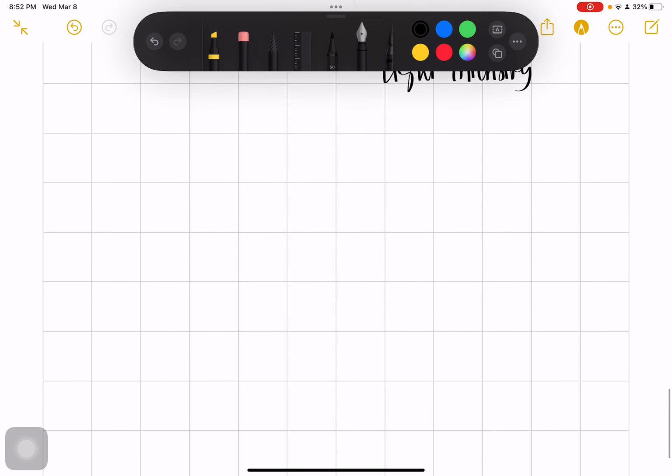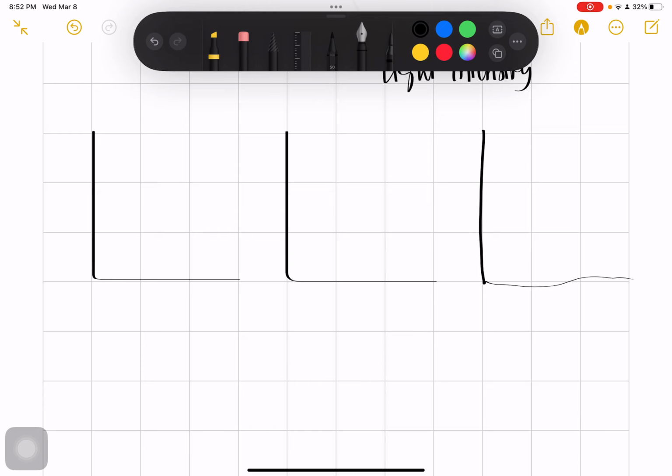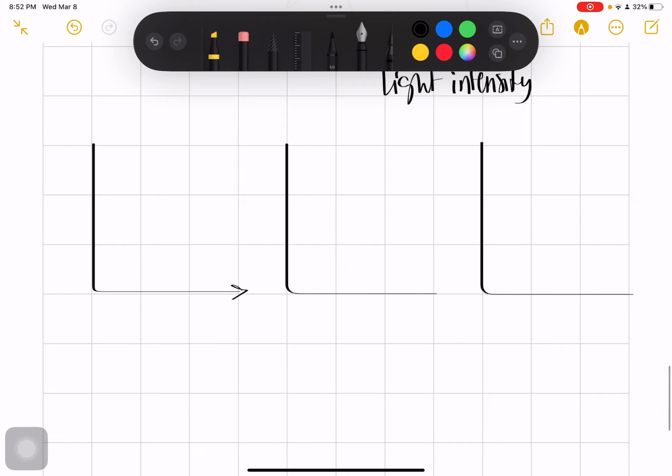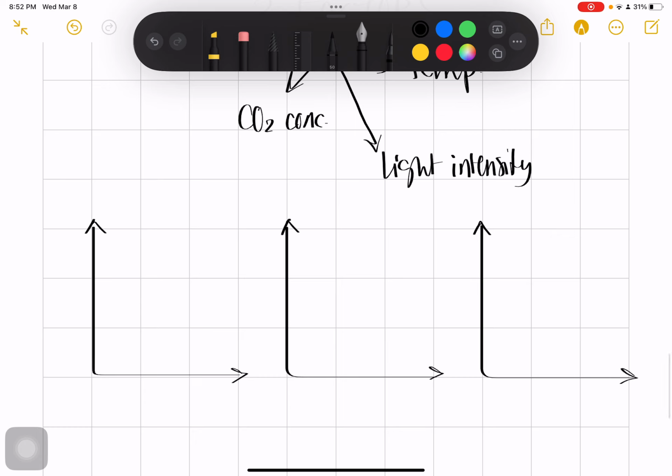So I'm just going to draw these graphs really quickly because they're all pretty much similar. And I'm going to tell you something. These 3 graphs, these 3 factors are called limiting factors. A limiting factor is the factor that is provided in the smallest quantity that can slow down the process of photosynthesis. So if one of these isn't fully provided in the optimal amount, it is called a limiting factor.